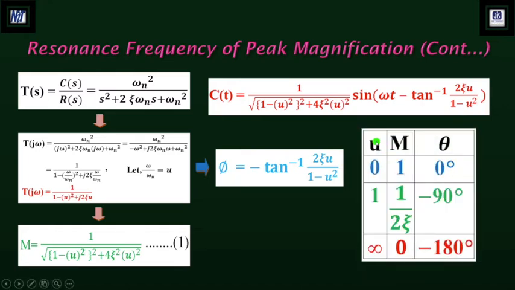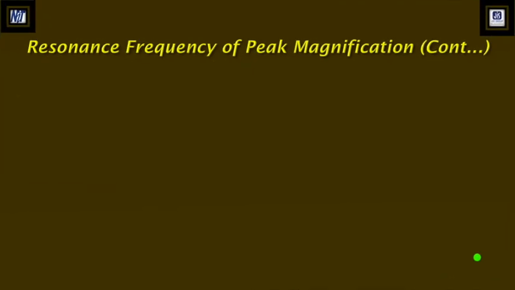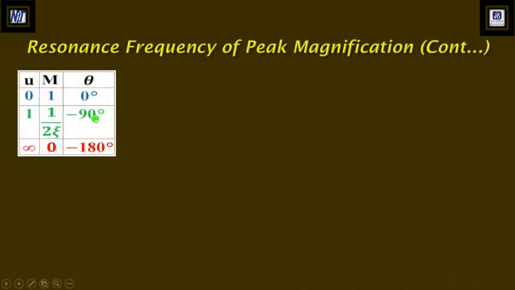Make a table. Where u is equal to 0, then magnitude is 1 and phase angle is 0 degree. Similarly, put u equal to 1, then the magnitude is equal to 1 by 2 zeta and phase angle is minus 90 degree. When u equals infinity, then magnitude is 0 and phase angle is minus 180 degree. Already I have made this table.